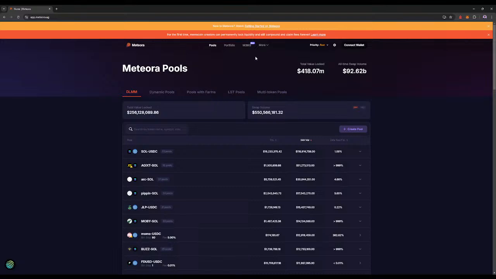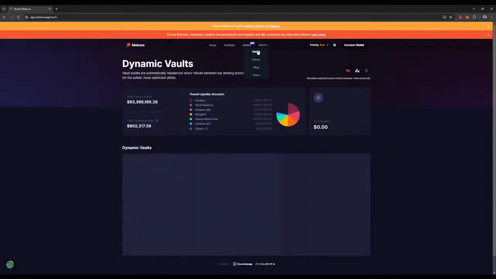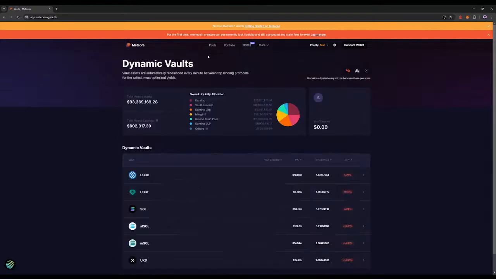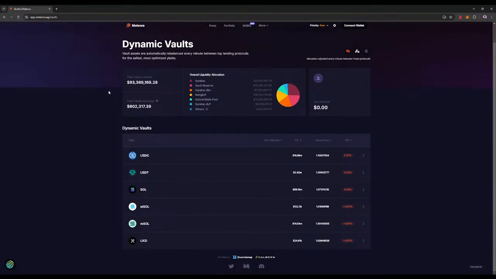Yeah, so Meteora vaults are accessible in this top section. You can hover over more, and you'll be able to see the vaults. When you open the vaults page, these are the single asset vaults that are available on Meteora as of now: USDC, USDT, SOL, stSOL, mSOL, and UXT.